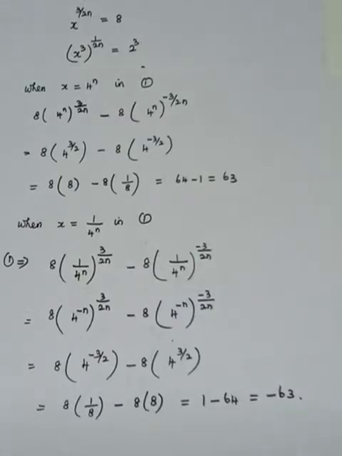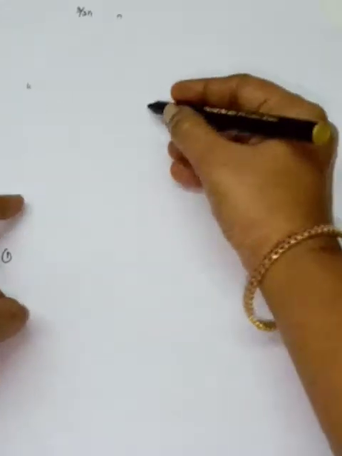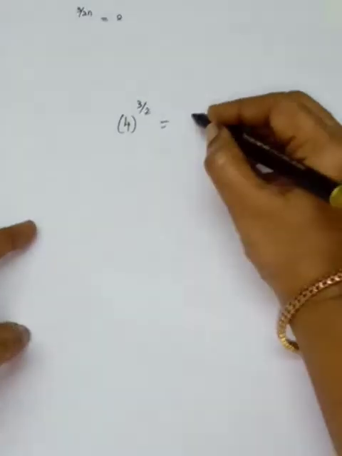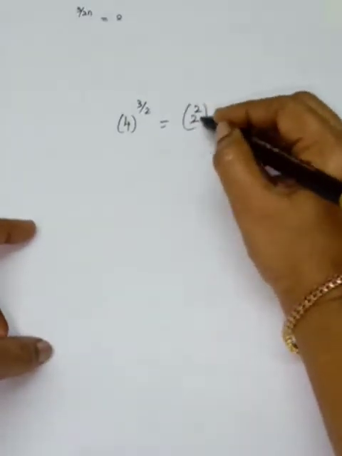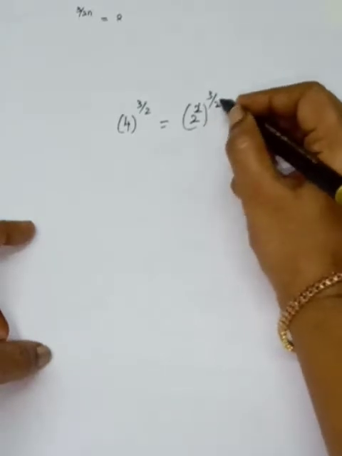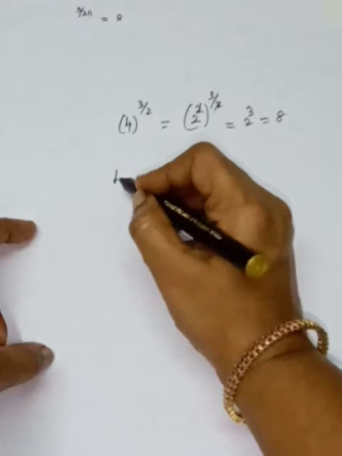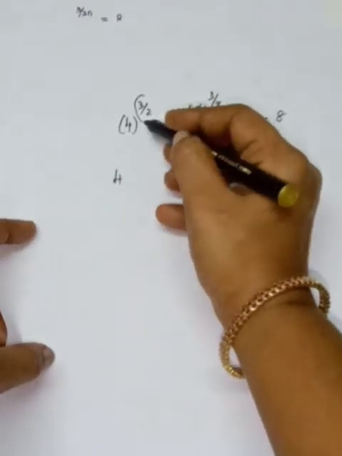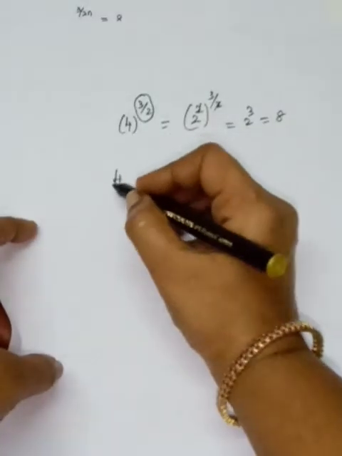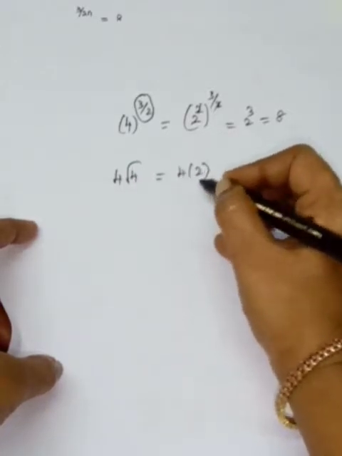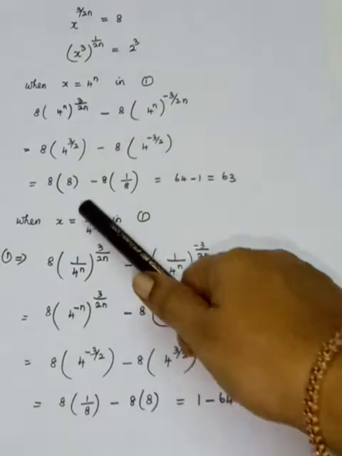See now, here 4 power 3 by 2. This can be written with 4 as 2 square, 2 square the whole power 3 by 2. This 2 and this 2 get cancelled. It is 2 cube, that is equal to 8. And I have said it is 4 power 3 by 2. 3 by 2 is 1 and a half, so 4 root 4 also you can write. So 4 into 2 is equal to 8. In this way we can write. So 4 to the power 3 by 2 is 8.